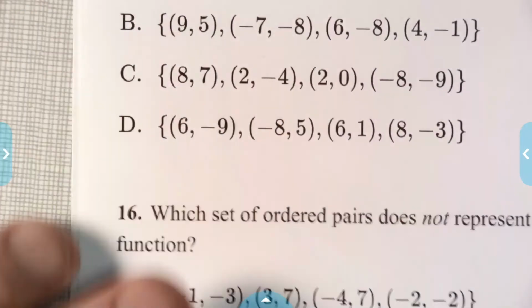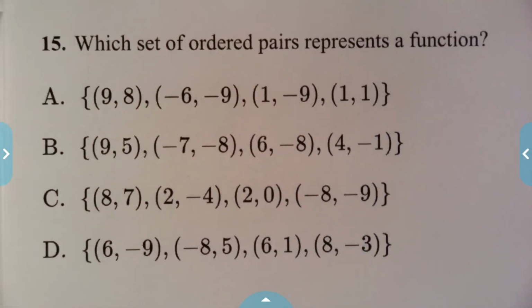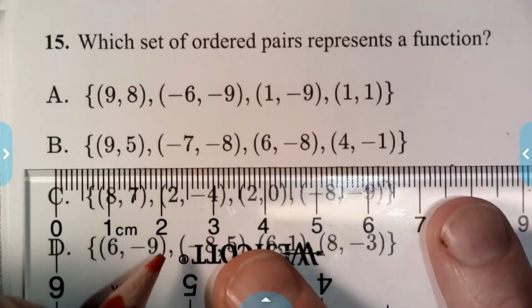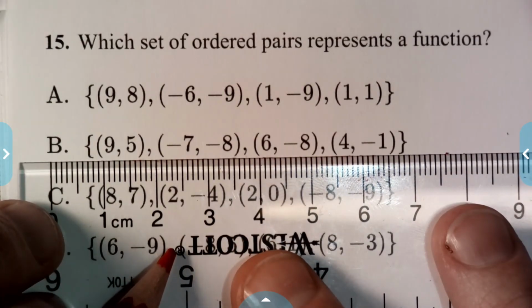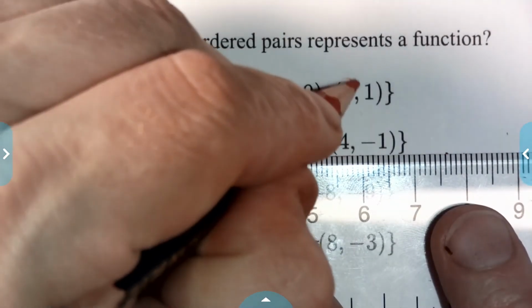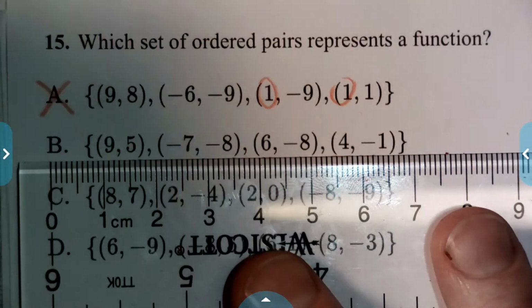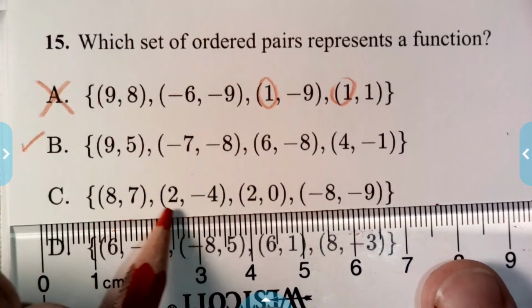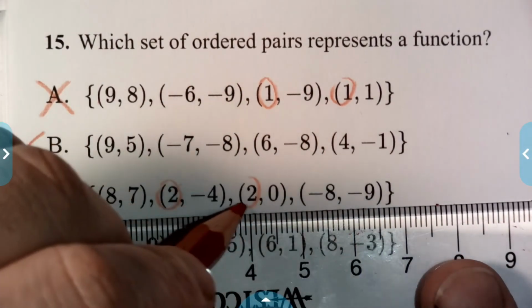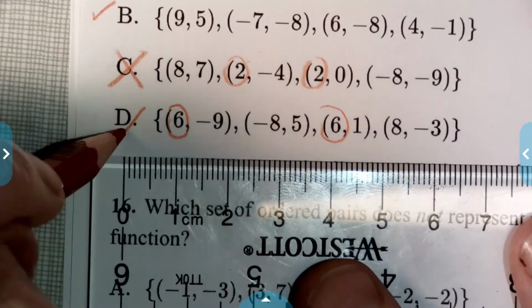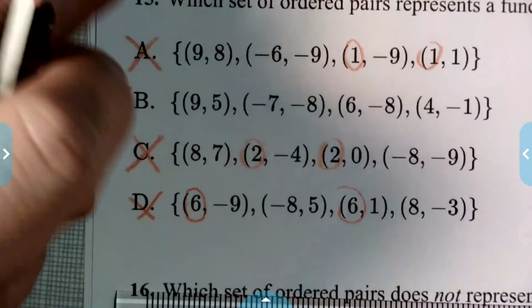Okay, number 15. Again, if the x's repeat, it's not a function. So which one represents a function? Okay, here the x's repeat, so that does not work. Here the x's do not repeat. That works. Here the x's repeat. Not a function. And then here the x's repeat on the 6. Not a function. Therefore, it has to be B.